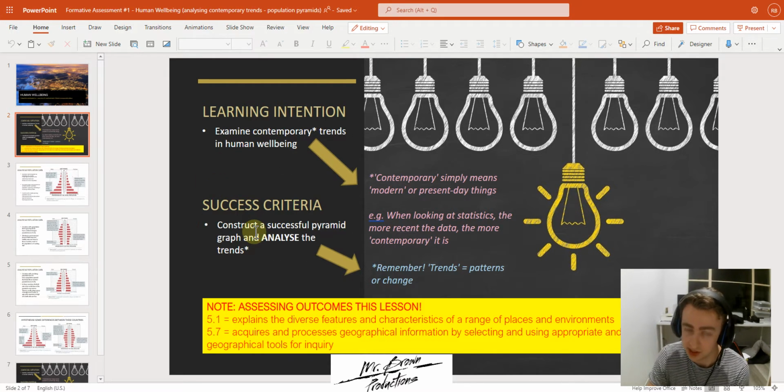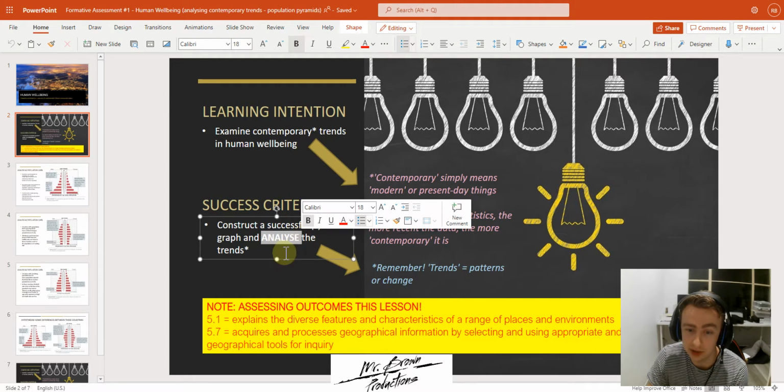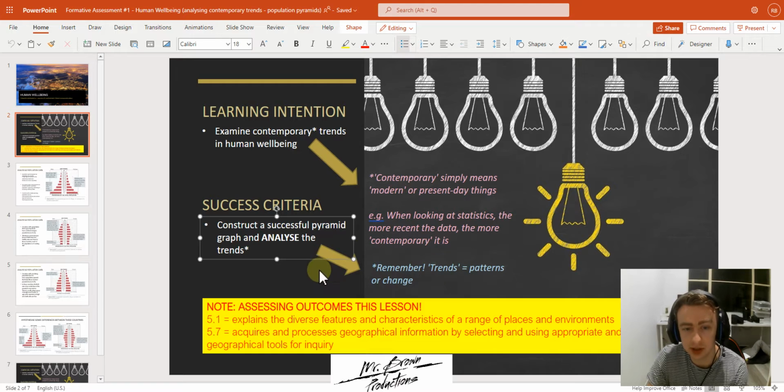Now our success criteria, to know that we've done that correctly, is that we're going to be able to construct a successful pyramid graph and analyze the trends. Remember, the word trends there means patterns or change. So we're going to be looking at the patterns of the pyramid. What does it mean if it's large at the bottom and skinny at the top? What does it mean if it's skinny at the bottom and fatter in the middle and then larger at the top? We're going to be looking at a few of those different sorts of questions and answering them today.